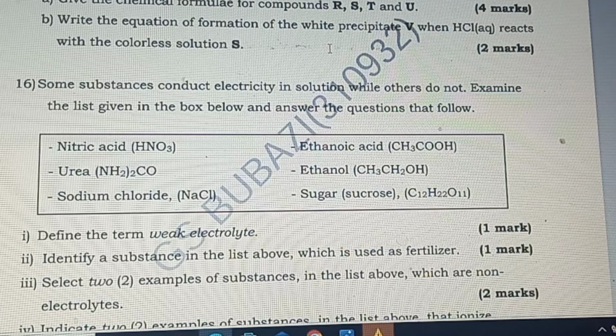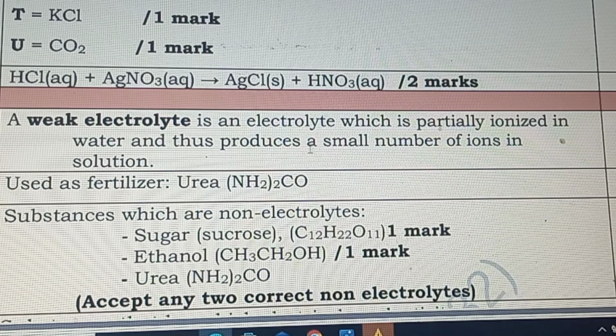Some substances conduct electricity in solution while others do not. Examine the list given in the box below and answer the questions that follow: nitric acid, urea, sodium chloride, ethanoic acid, ethanol, and sugar. Define weak electrolyte. A weak electrolyte is an electrolyte which is partially ionized in water and thus produces a smaller number of ions in solution.